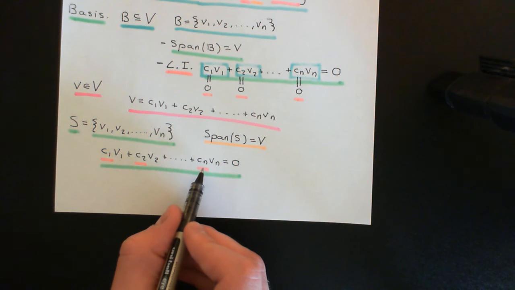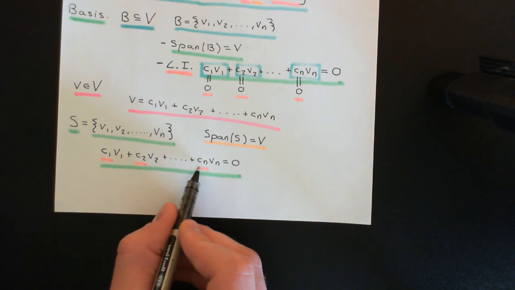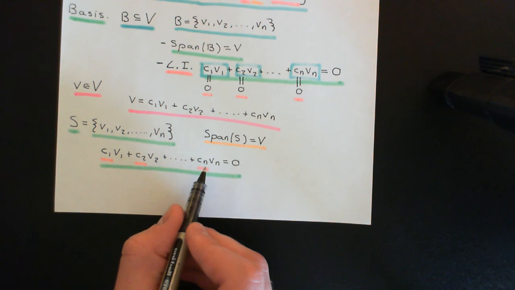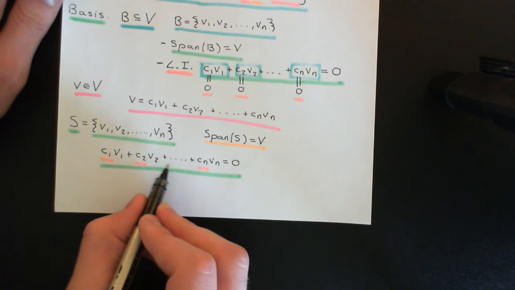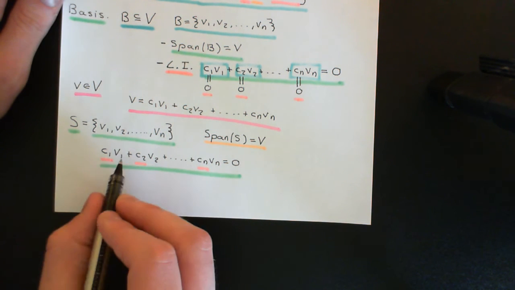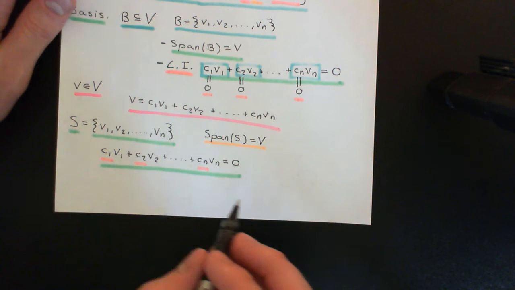Okay, so let's say, for argument's sake, that it is this coefficient here, Cn in front of Vn. Let's say that this one is non-zero. Okay, so what I can now do is take all of these other scalar multiples of vectors in the set onto the other side by adding their additive inverses onto both sides.